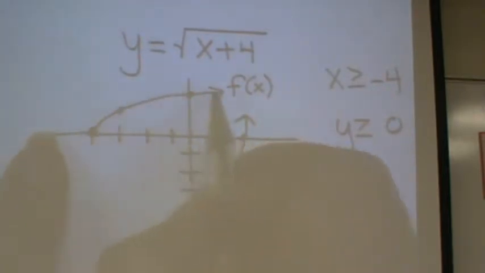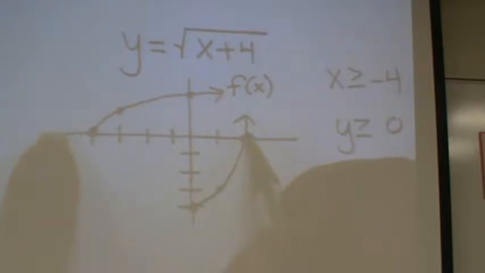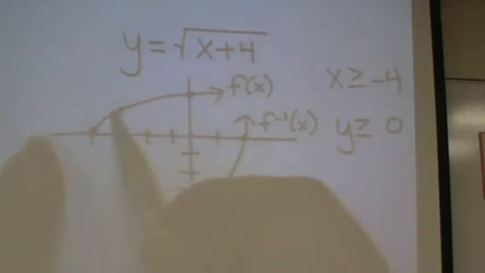Did this pass the horizontal line test? Is this one-to-one? Yes. So can I name this f inverse of x? It is the inverse of it, and it is a function. Since this is one-to-one, this is going to be an inverse, and this is going to be a function.